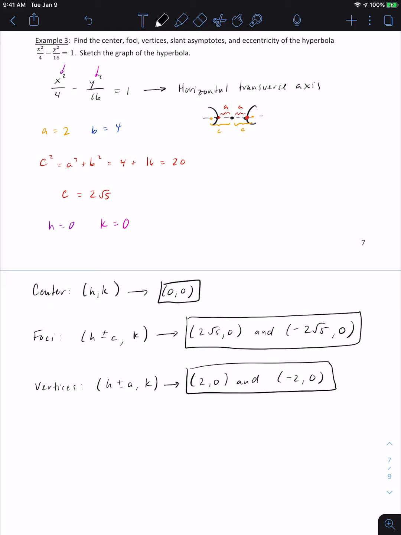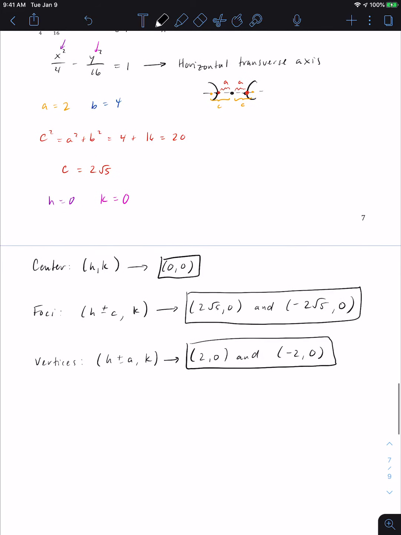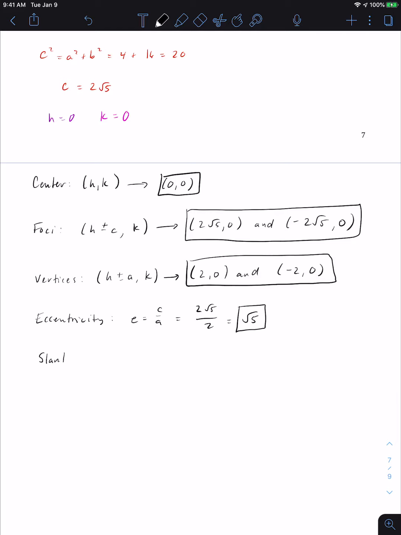So then what else do we need to find? Well, let's find the eccentricity before we find the slant asymptotes. So the eccentricity is going to be given by E equals C over A. So C in this case is 2 radical 5, A is 2, so this is just radical 5. So now we find the slant asymptotes.